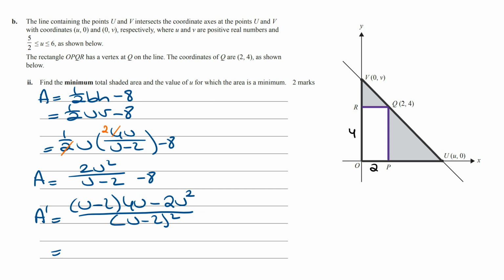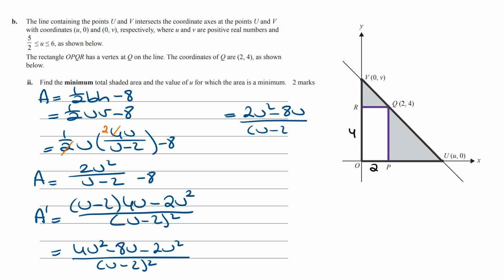Simplifying this, this is going to be 4u squared minus 8u minus 2u squared, all over u minus 2 squared. And now collecting like terms, this is going to be 2u squared minus 8u over u minus 2 all squared. And so if we let A dash of u equal 0 to find the minimum, then this means that 2u squared minus 8u is going to equal 0.